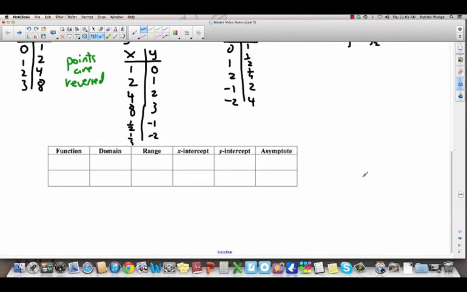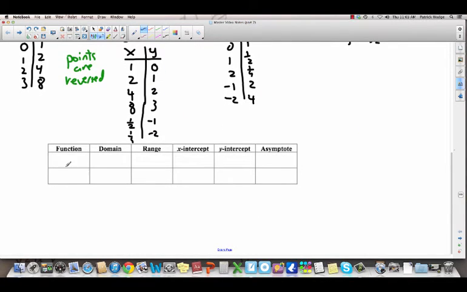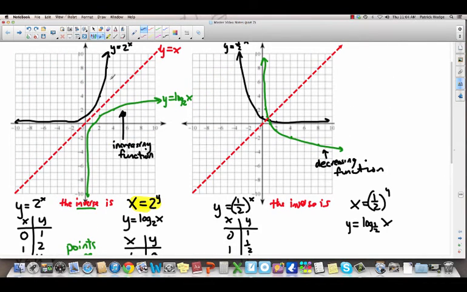All right, so let's summarize this in this little table. What we had was two functions. We're going to summarize this first case here, this graph here. The first function we had was y equals 2 to the x power, and then the inverse function was y equals the base 2 log of x. Or the other way you could write that, remember, you could also write that as x equals 2 to the y power.